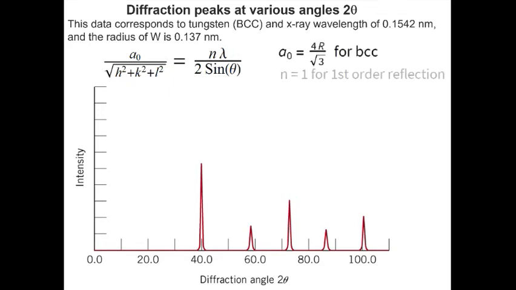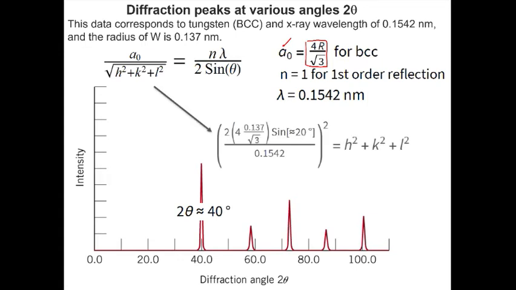The other thing that we know is that for the body-centered cubic, the edge length is given as 4r over the square root of 3. So hopefully you already saw this in the other lectures. Again, n equals 1 for the first order. We're given the wavelength λ. And we said we're going to look at this first peak here, 2θ equals 40 degrees.